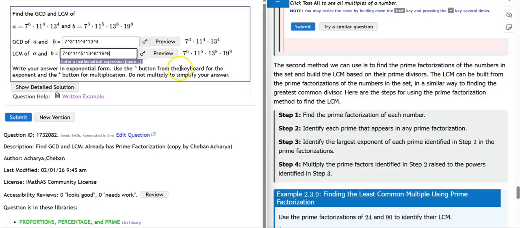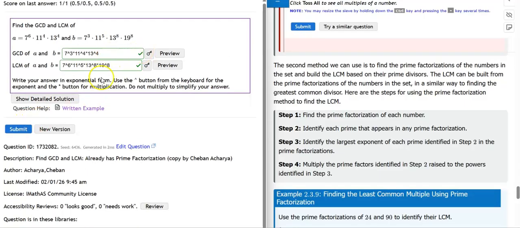So again, you write all these numbers in factored form. Do not multiply because the instructions say do not multiply, simplify your answer. If you multiply, it's too big a number, so you just keep the answer like this. Okay, all right, let me check the answer, submit. So you should be fine.